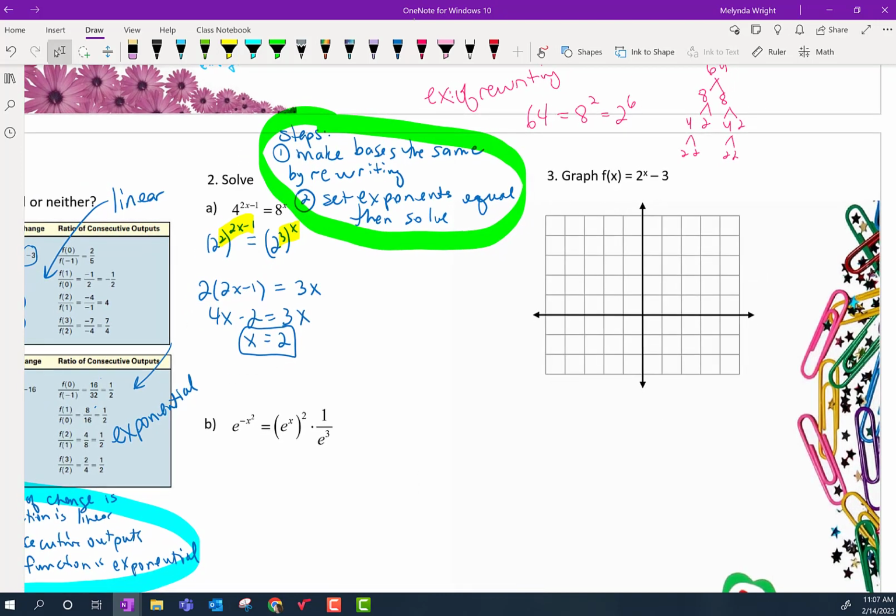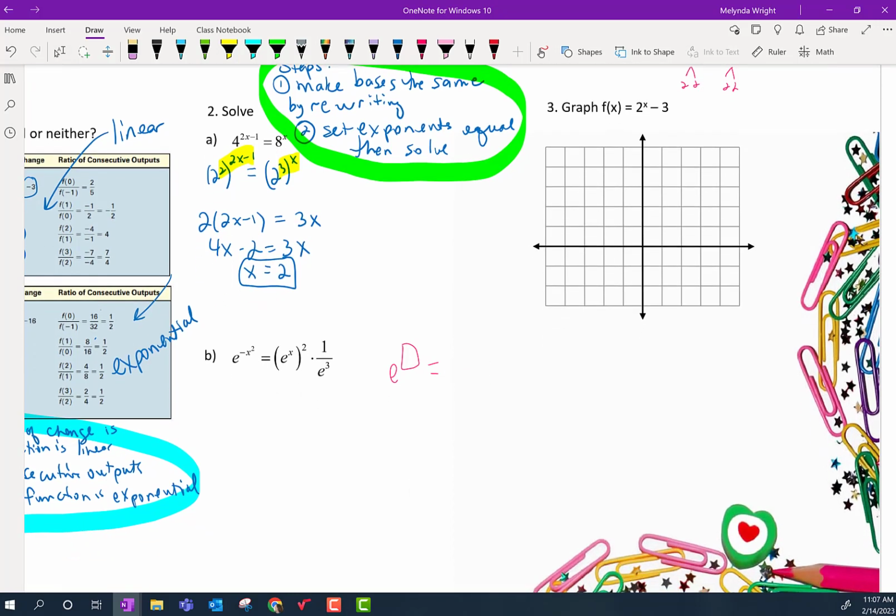Again, what do I want? I want e to something equals e to something. I mean, that's what I want, right? I want the bases to be the same so I can ignore them and set the exponents equal to each other. That's my goal. Right now, I've got a couple of different e things going on here, and it's not going to work. So let's work on cleaning this up a bit. The first thing that I would do is take this and make it look like a whole number. I'd pull the e cubed up to the top. So that's the first thing I would do.